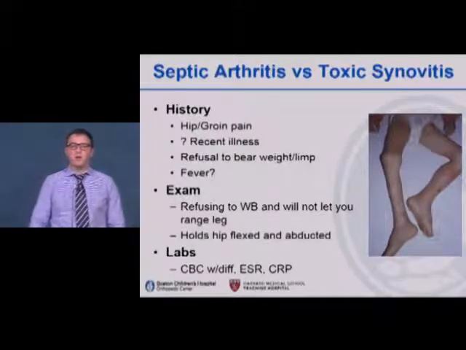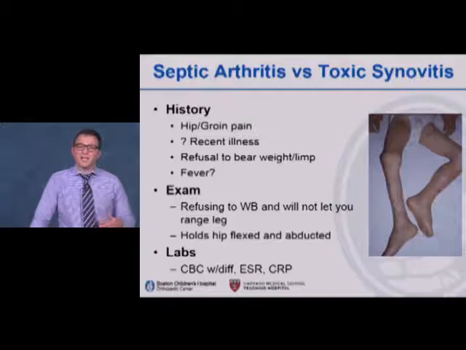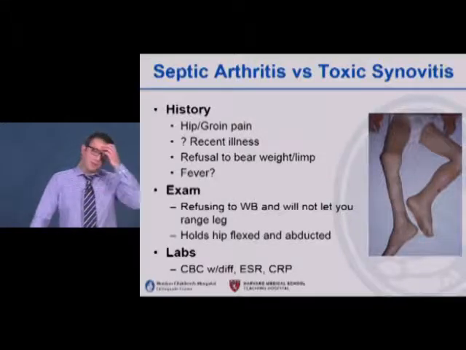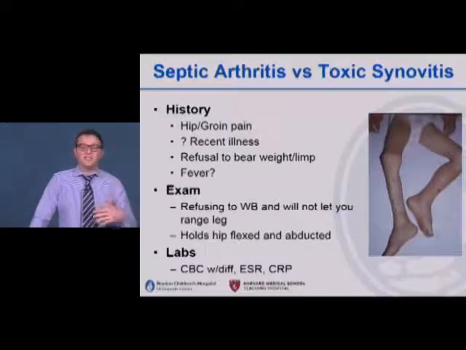A child will hold their leg if they truly have an effusion, like this child right here. Their leg is flexed, externally rotated and abducted, and that's the position which decreases the pressure on the hip joint. Because of the effusion, the pressure in the hip joint causes them pain. The child will not want to weight bear and will not let you move the hip around. And probably the best way to simply test a child's hip range of motion is what's called a log roll test, where you just gently take their knee and roll it from side to side.